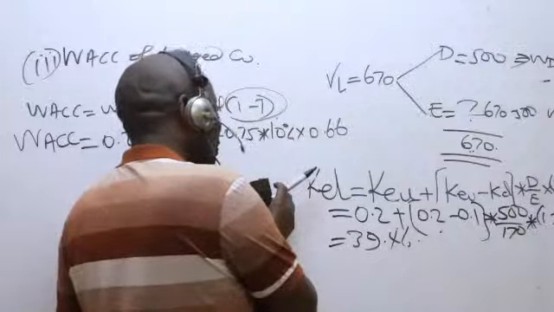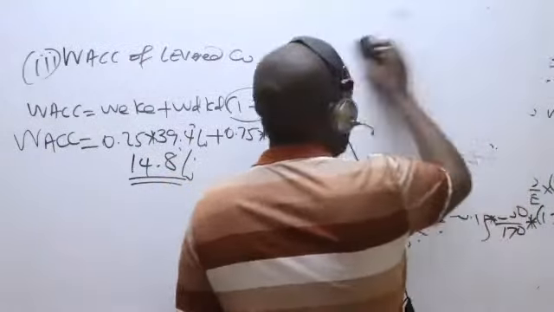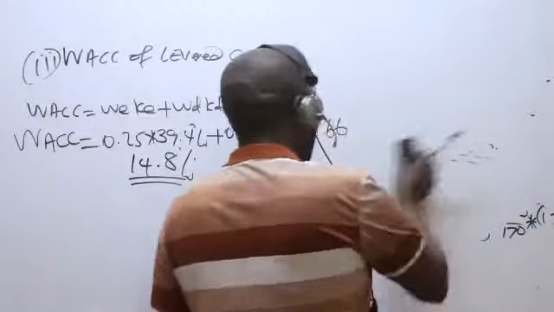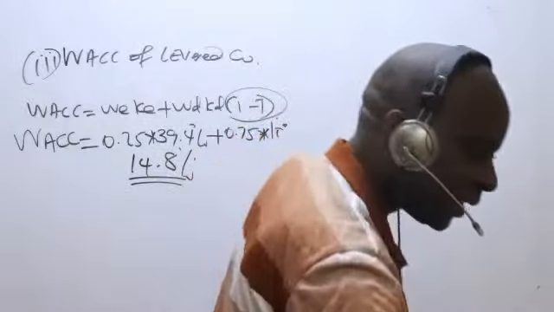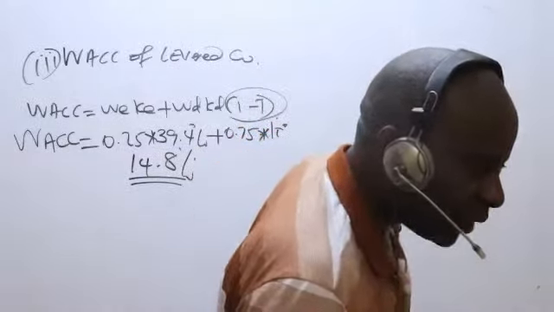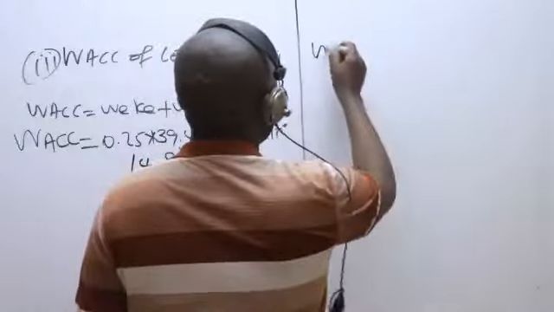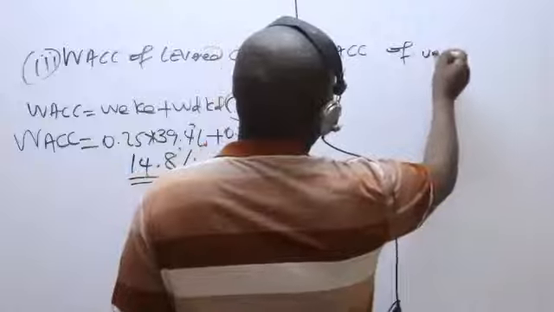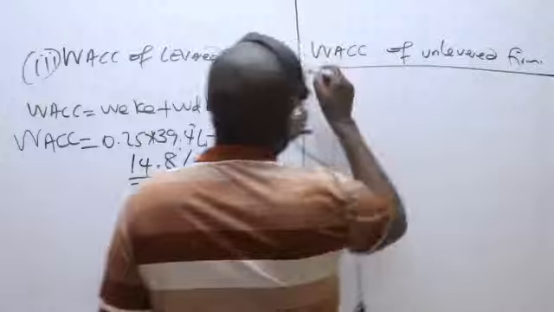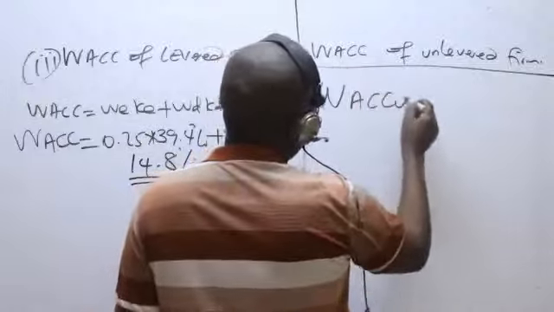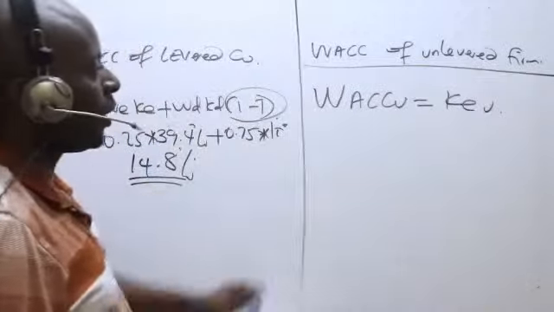Is that good or bad? So in this case here, you look at the WACC of the unlevered firm. Start from there. Look at the WACC of the unlevered firm. Nobody will ever give you this, but you as a bright student, you know that WACC unlevered always equals K. These are very important. WACC unlevered always equals K.